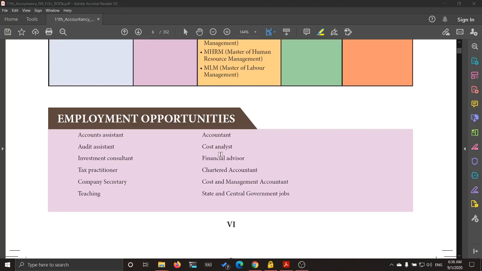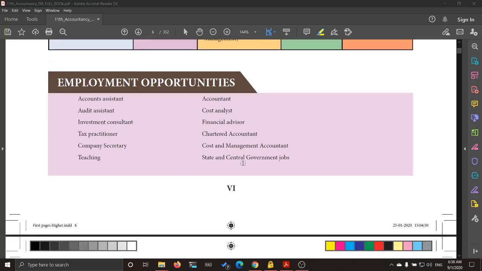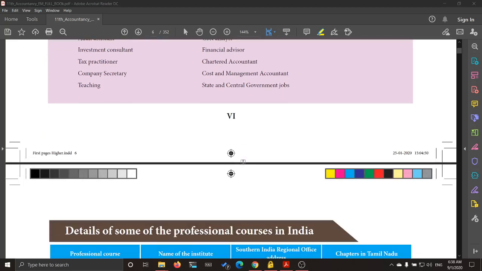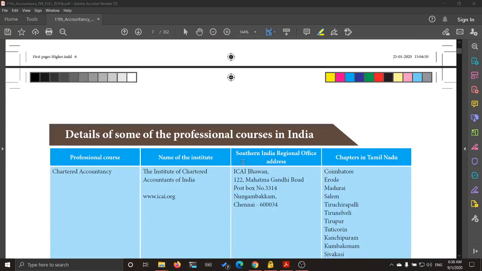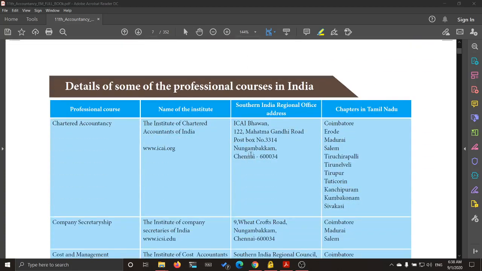Only that we have to keep finding out, be aware, keep your knowledge latest and updated, as then you yourself can turn out to be an entrepreneur, giving jobs for others and making yourself into one of the field. Clear? Now they're giving some details about the professional course.